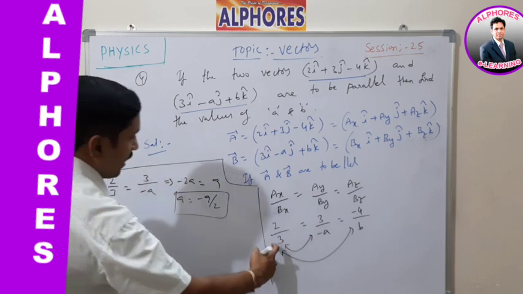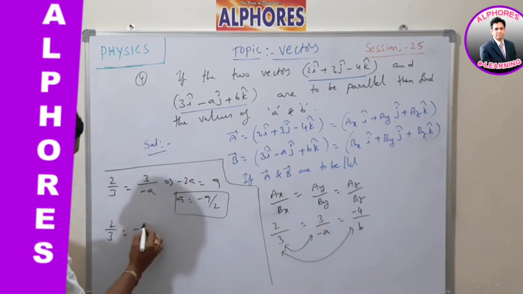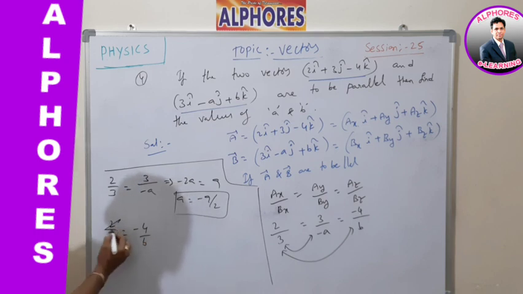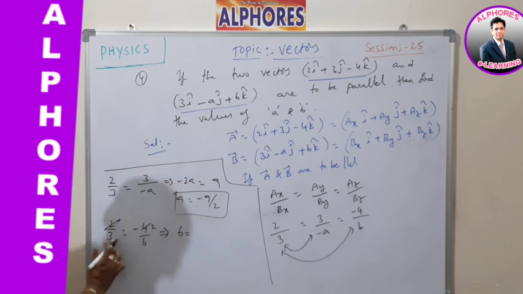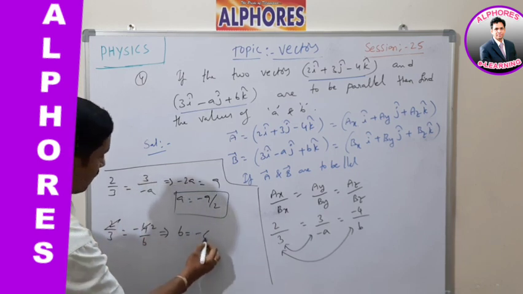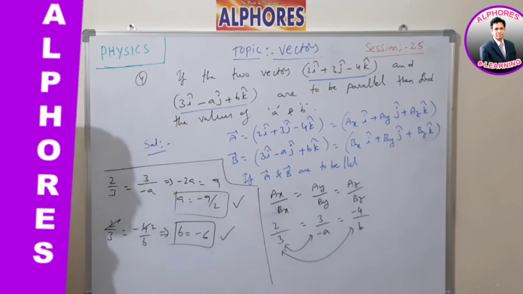In the similar way, by equating the first and last term, 2 by 3 is equal to minus 4 by B. This 2 is cancelled by 2 times. By cross multiplying, minus 3 into 2, that means B is minus 6. So these are the values of A and B.